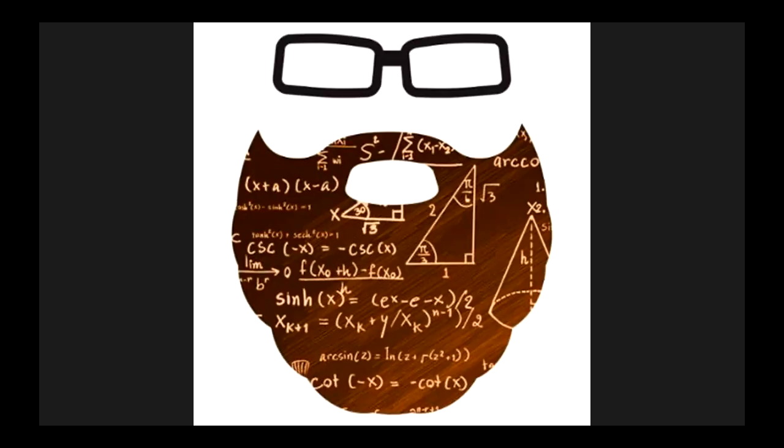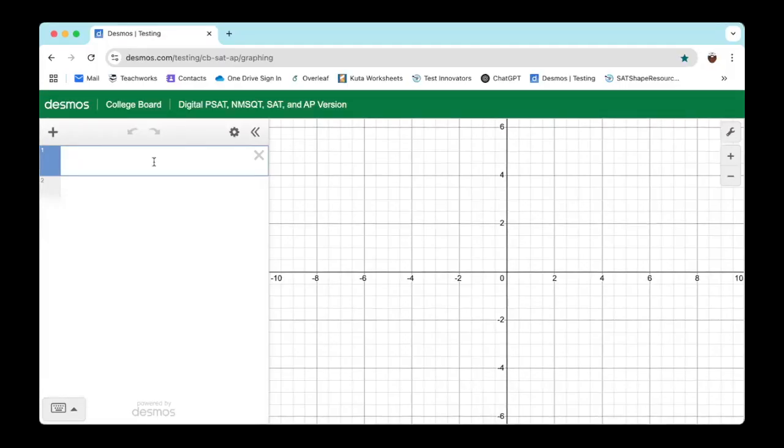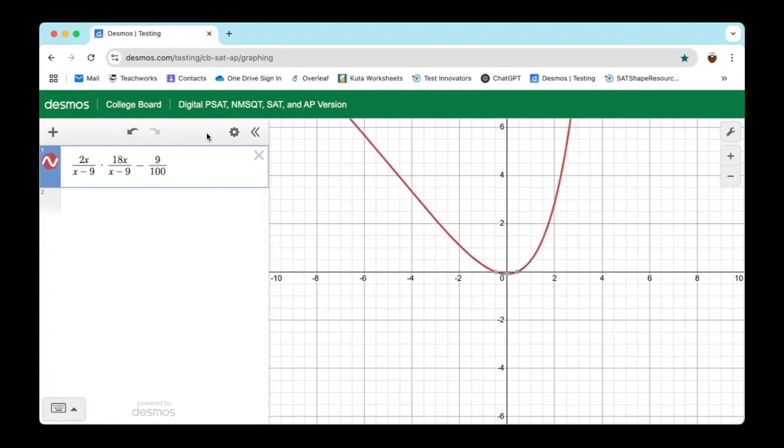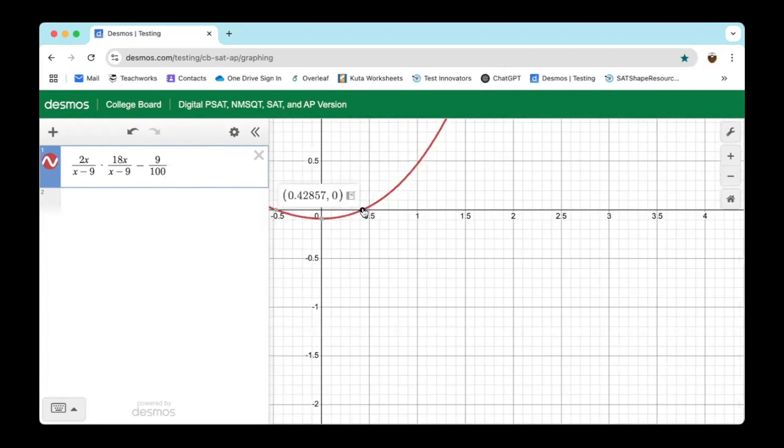So let me go to that. And in Desmos, what I'm going to do is first change my A's to X's. So I'm going to have 2x over x minus 9. All right. Then times 18x divided by x minus 9. And then instead of equals 9 over 100, I'm going to subtract 9 over 100. And that gives me a function where now, since I brought it to one side, it's equal to 0. So what I want to do is find where its x-intercept is, and that's right here.